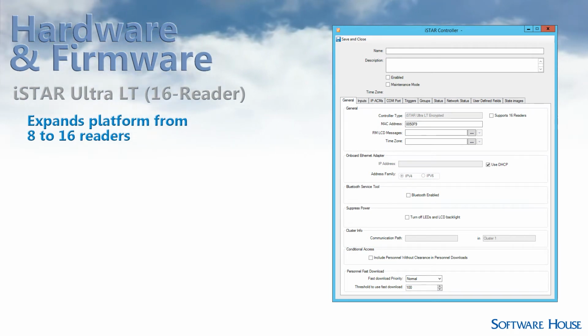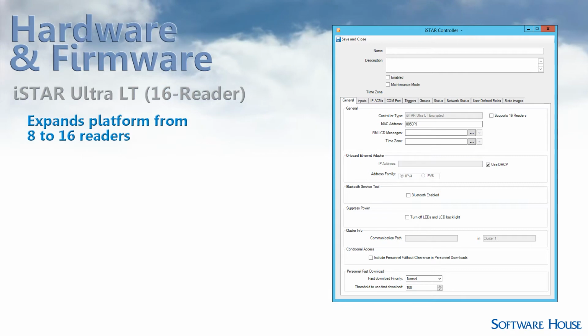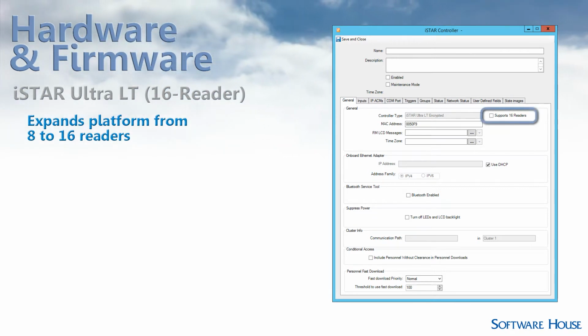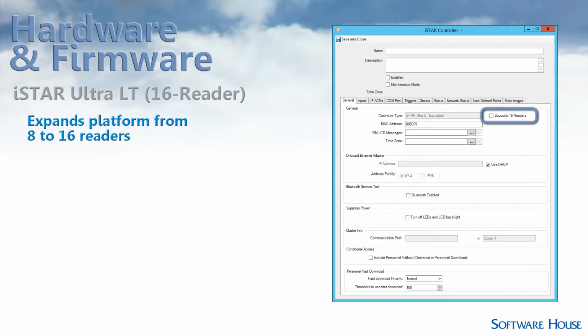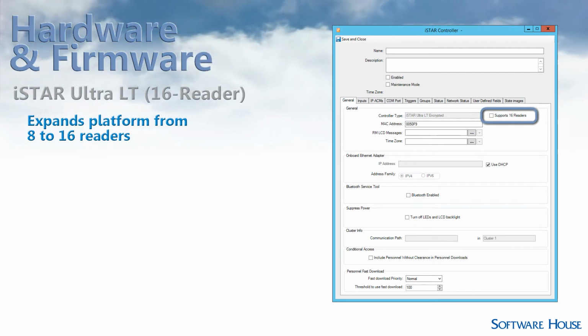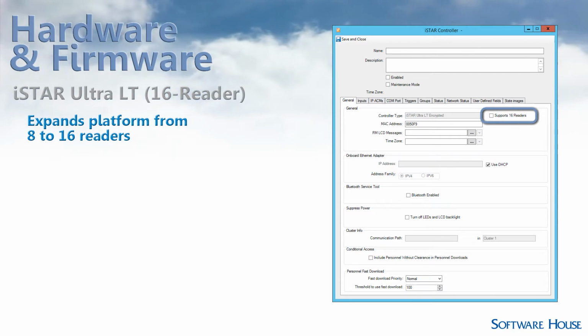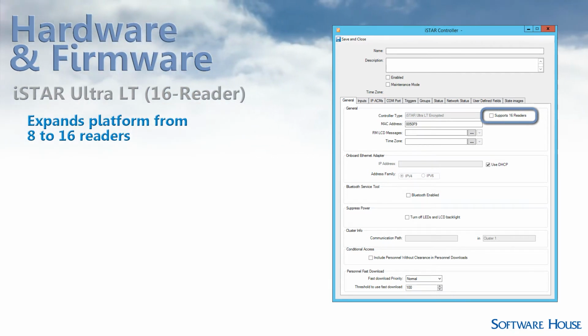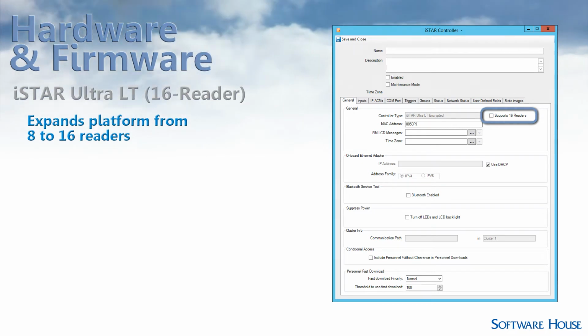The updated iStar controller configuration panel allows the user to choose a default setting of 8 readers or select the new 16-reader protocol. The new 16-reader configuration will continue to support the family of ASA Abloy Apereo and Schlage AD300, AD400, NDE, and LE wireless access control hardware.